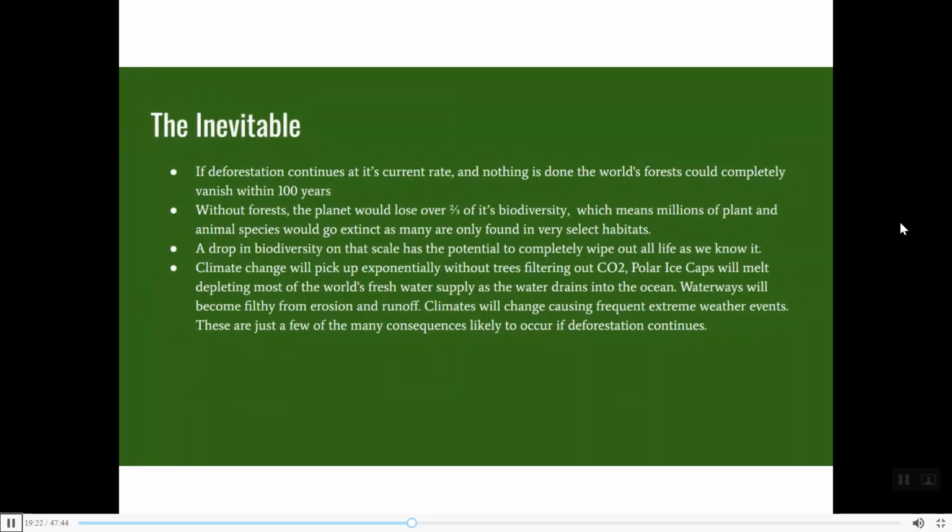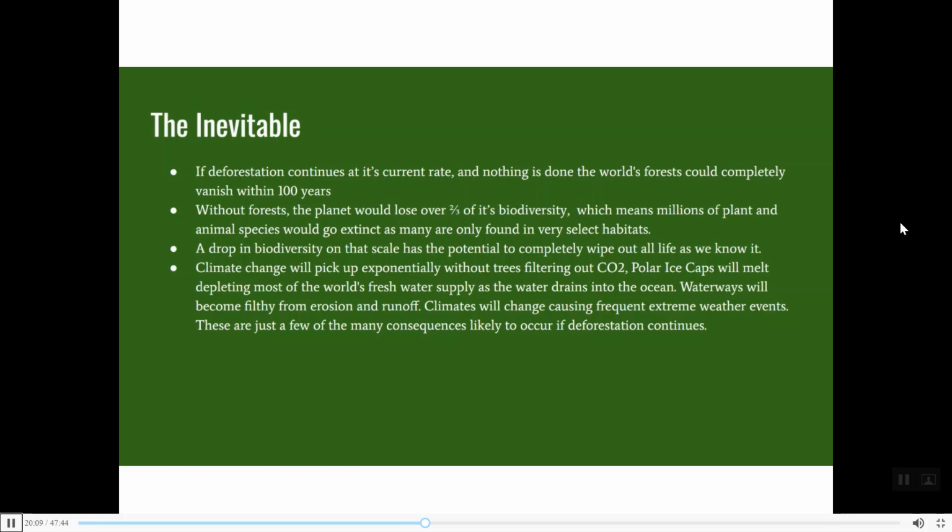as many are only found in very select habitats. A reduction in the biodiversity of that magnitude has the potential to completely wipe out all life as we know it. Climate change will pick up exponentially without the trees filtering out the CO2 in the atmosphere. You will see polar ice caps melt, which will deplete the world's fresh water supply as the water drains into the ocean. Waterways will become filthy from erosion and runoff, and climates will change, causing frequent extreme weather events. These are just a few of the many consequences likely to occur if deforestation continues to go unchecked.